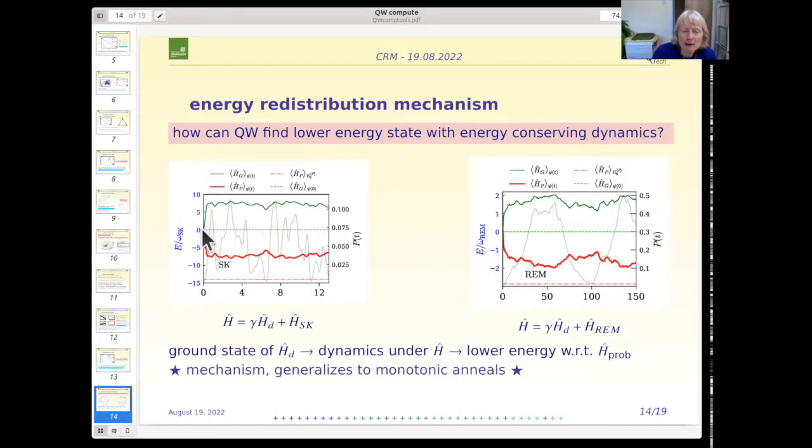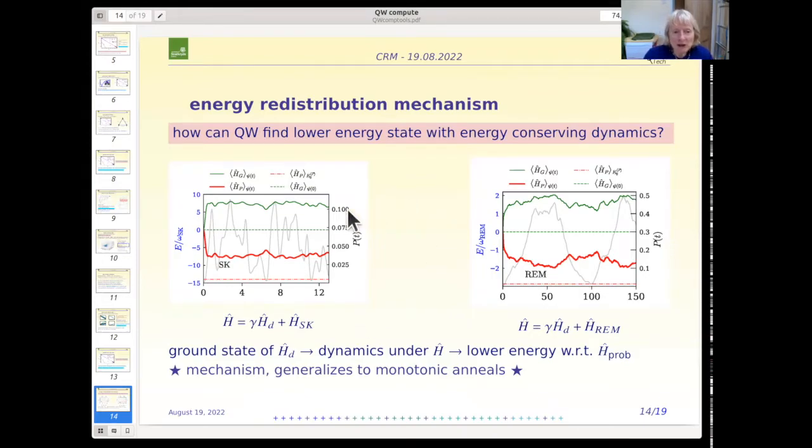But if you've got dynamics, the only way to do dynamics is to populate a superposition of higher and lower energy states and conserve energy. You will have some lower energy states populated, guaranteed in the way that quantum walks work. And they will be lower energy with respect to the problem Hamiltonian. So this mechanism generalizes to monotonic annealing schedules. So it generalizes across to adiabatic quantum computing that's run much too fast. So there are excited states involved.